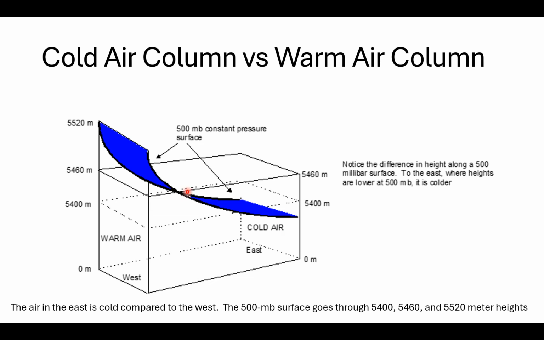But as we go back toward the upper left portion of this diagram, we're getting into that warmer air. And notice how this 500 millibar constant pressure surface rises. It's going to be associated with these higher heights.